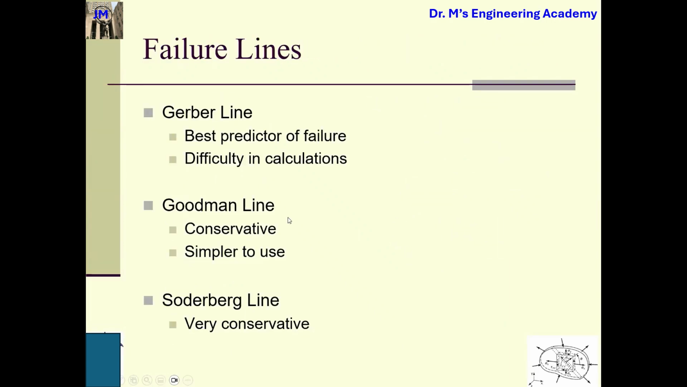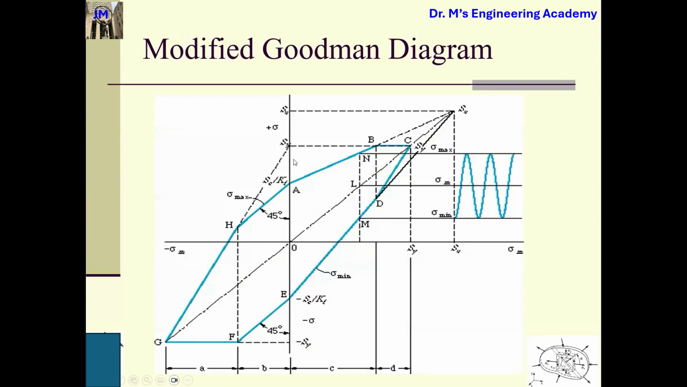So for the failure line, the Gerber line is the best predictor of failure, but has difficulty in calculations. As I told you guys, it contains the power 2 for the second term. The Goodman line is conservative and simple to use. And the Soderberg line is very conservative. It's too conservative, and we will waste a lot of material, a lot of energy, a lot of money. So we should be conservative, but not too conservative. You understand? Okay.